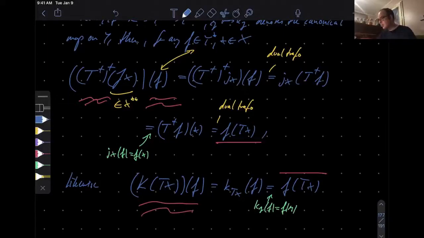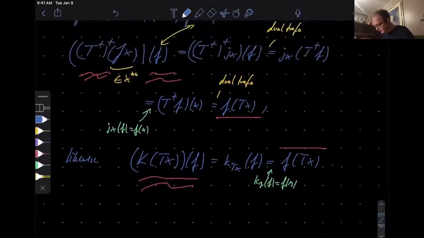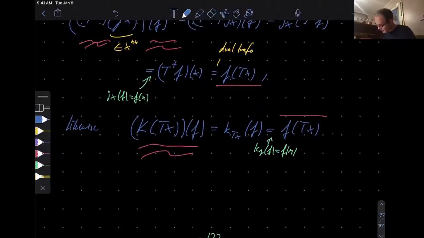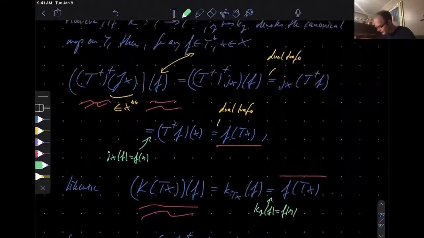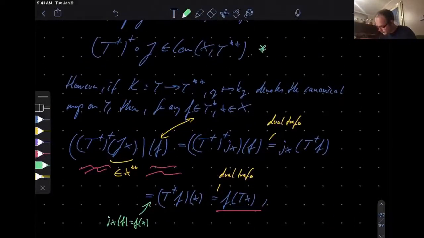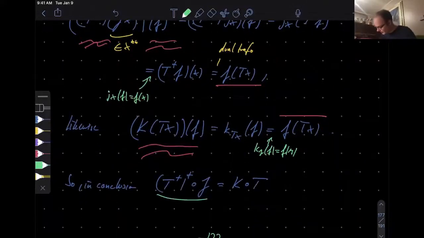Because this computation was for arbitrary linear functionals f and any point x, right? So in conclusion, I have the following identity. The dual transformation of the dual transformation composed with J is the same as the canonical map composed with T, right? So that will be my helper, because I know this here on the left is compact, right? This is what we already figured out up here before we started this algebraic computation. So this is a compact guy here.